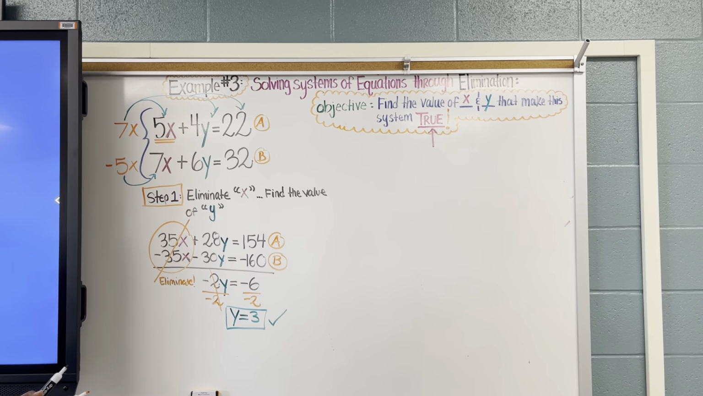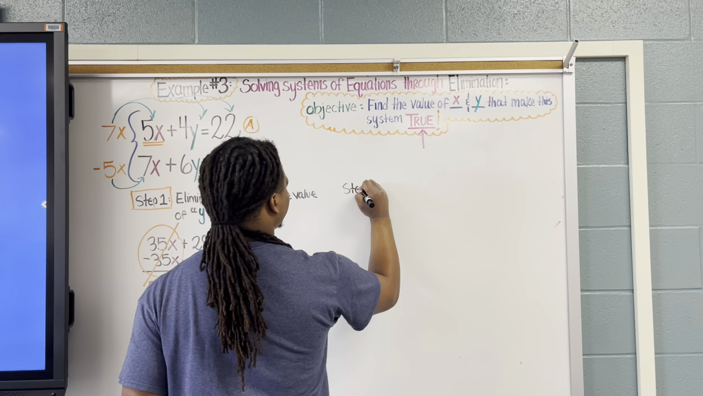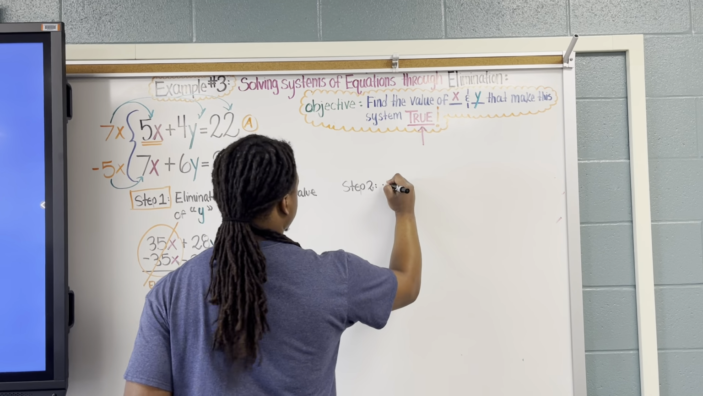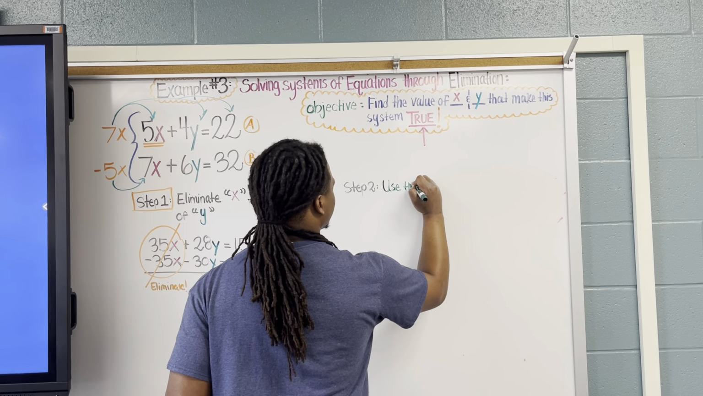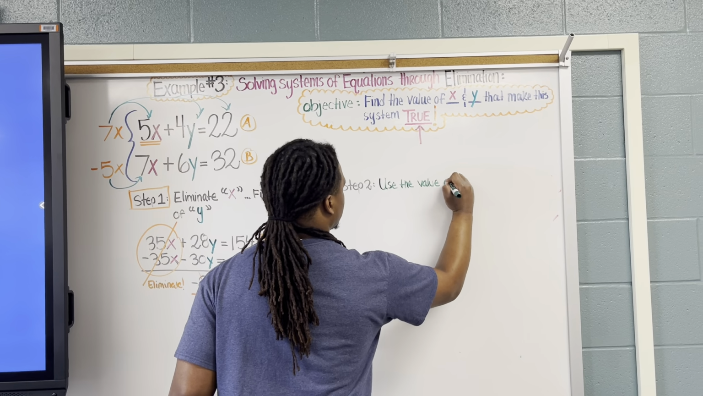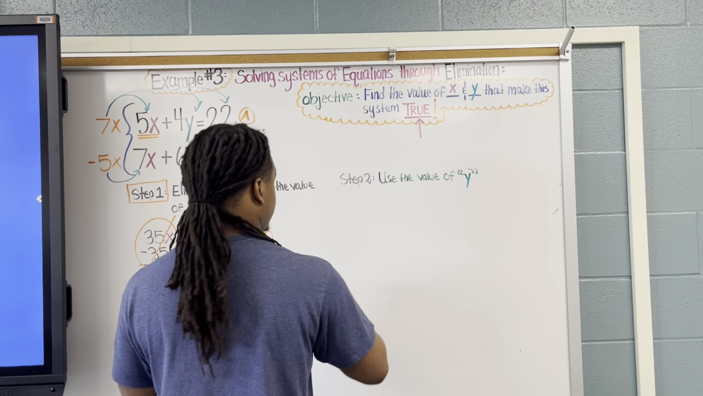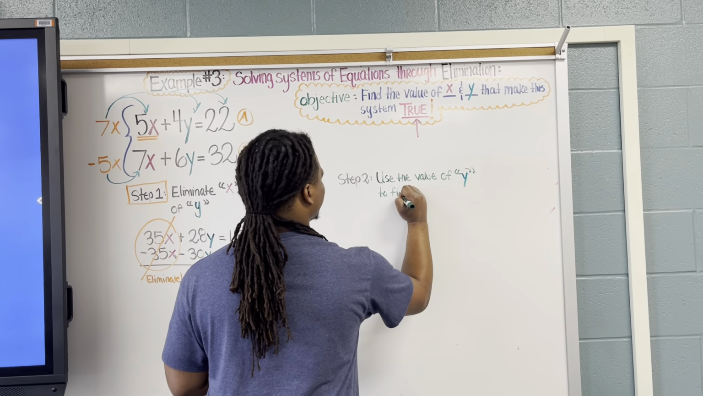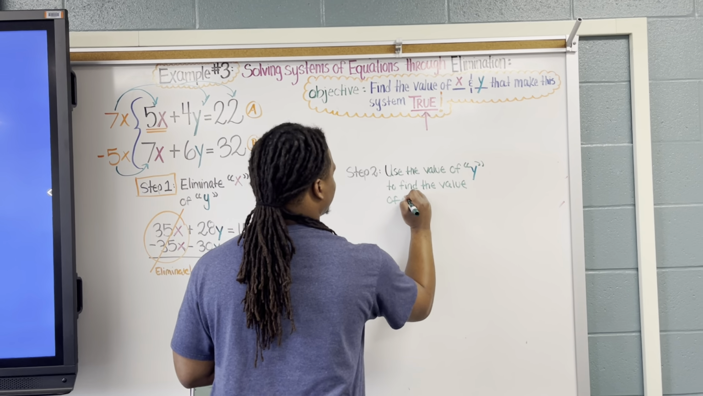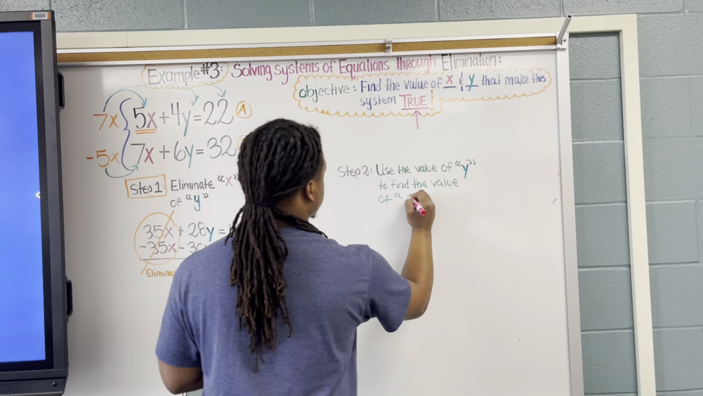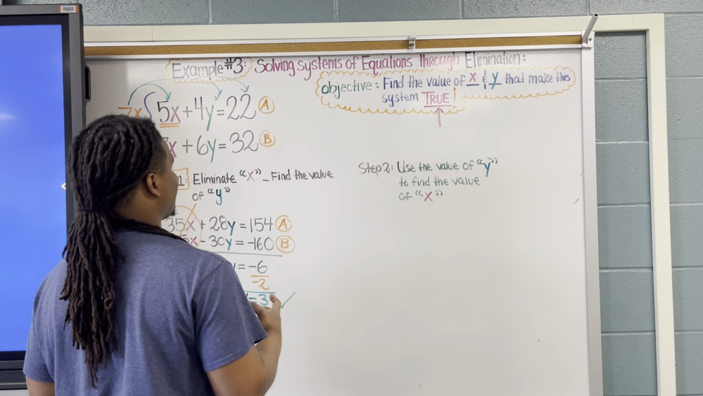okay? So now, since we know the value of y, we're going to do step 2, which is we're going to use the value of y to find the value of x. So once again, we already have the value of y, which is y equals 3. So what we're going to do is plug that into one of these equations.